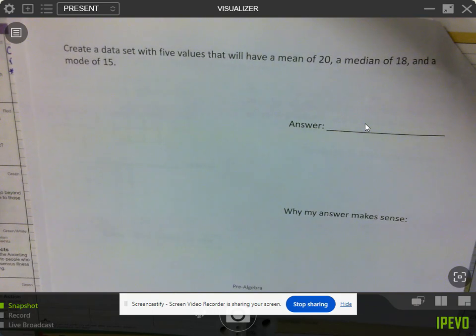Put the book away, please. This is math class.